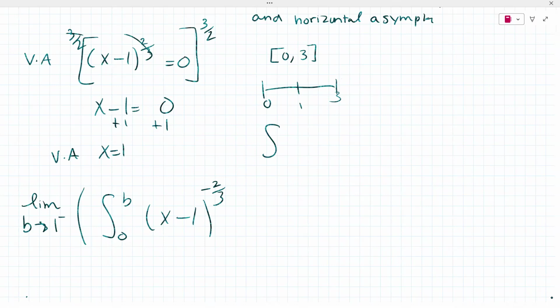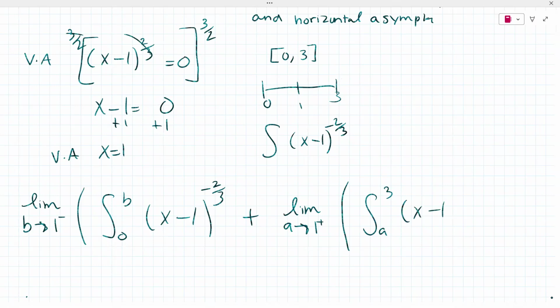So let's do that real quick. What is the integral of (x minus 1) raised to the negative 2/3? What would that be? Well, let's just write it out first. And then the other one would be the limit as a approaches 1 from the right of the integral from a to 3 of (x minus 1) to the negative 2/3 dx.